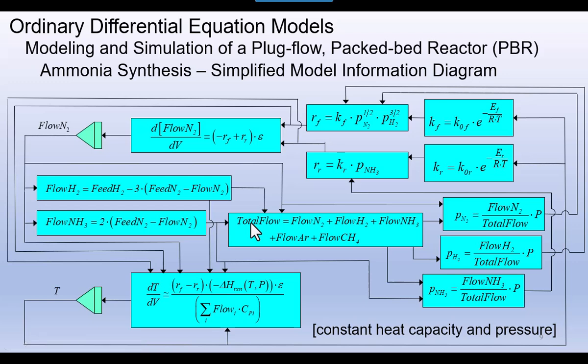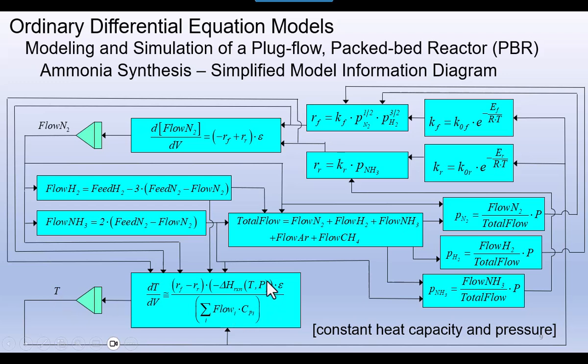And then if we're assuming constant pressure, P, we can use the flows over the total flow times the constant pressure to get the partial pressures. And we can feed the partial pressures back into our rate expressions, assuming that we have a value for the temperature. And the temperature comes from our simplified energy balance, which is integrated, all right, to give us the temperature.